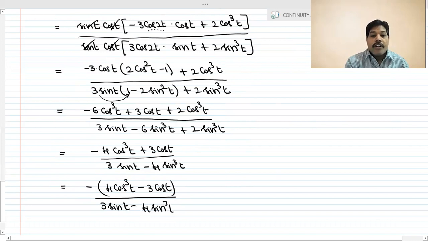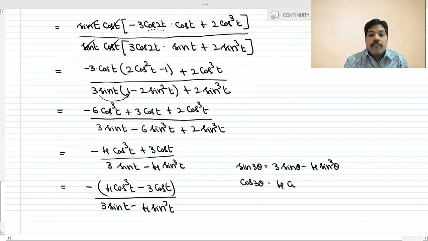So why have I written it in this form? Because there are two formulas. What is sin 3 theta, students? That is nothing but 3 sin theta minus 4 sin cube theta. Similarly, what is cos 3 theta? That is nothing but 4 cos cube theta minus 3 cos theta.